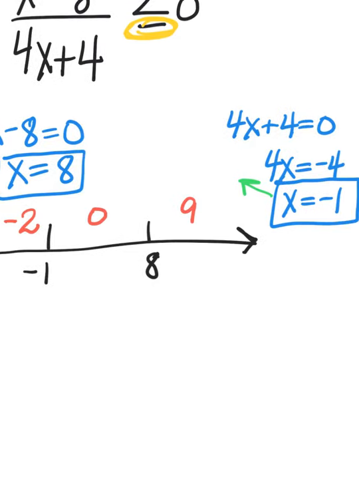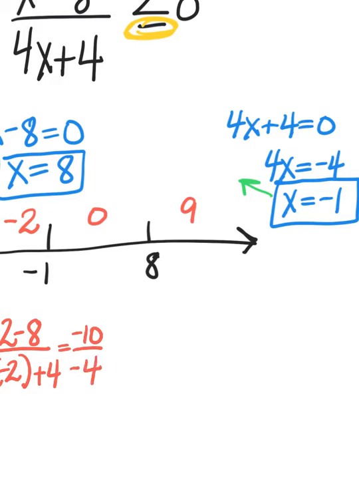Okay, so let's plug in negative 2 into our fraction. So we have negative 2 minus 8 over 4 times negative 2 plus 4. So negative 2 minus 8 is negative 10. 4 times negative 2 is negative 8 plus 4 is negative 4. Okay, so we have these two negatives again that they're going to make a positive. So my first interval yields a positive number.